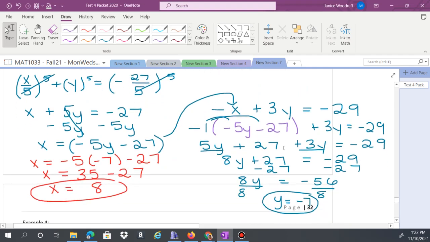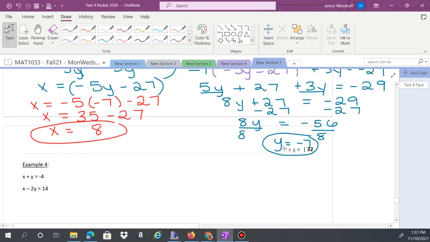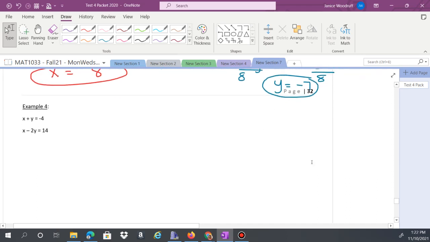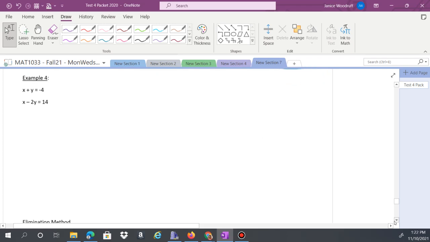Okay, so let's try another one like this. Okay, so we have example 4. I always like to take them when they're stacked like that, if I'm going to do substitution, and write them separately. So I'm going to write my first one right here. And then I'm going to go with the second one over here.